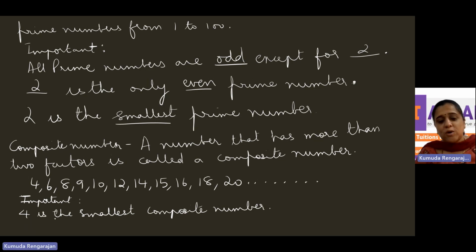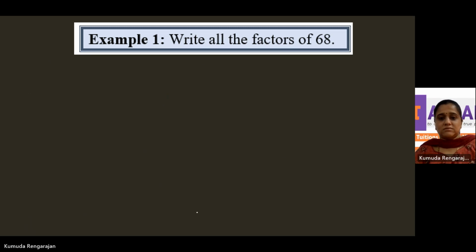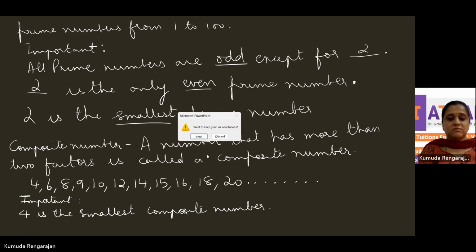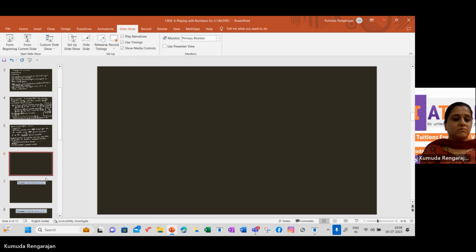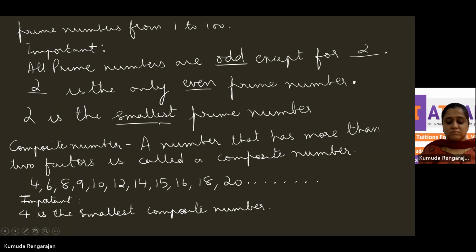So 4 is the smallest composite number. Very good. Okay. Finished writing all these, children? So far, fine? All right. You finished writing? Yes, ma'am. Okay. So now it's about 1.